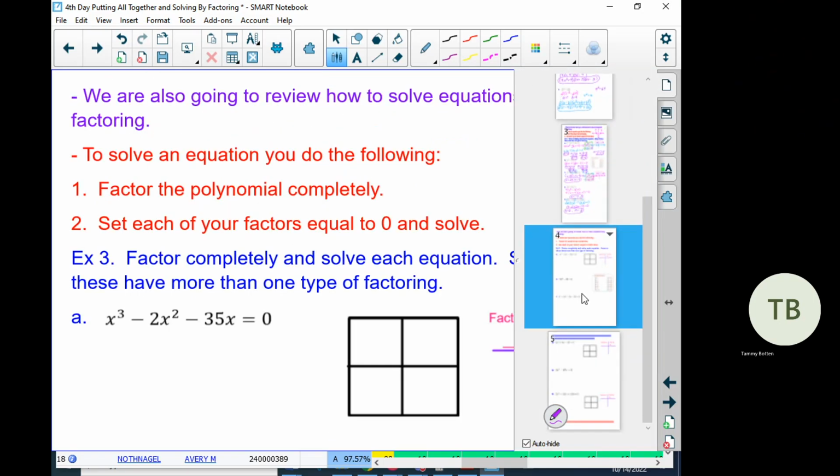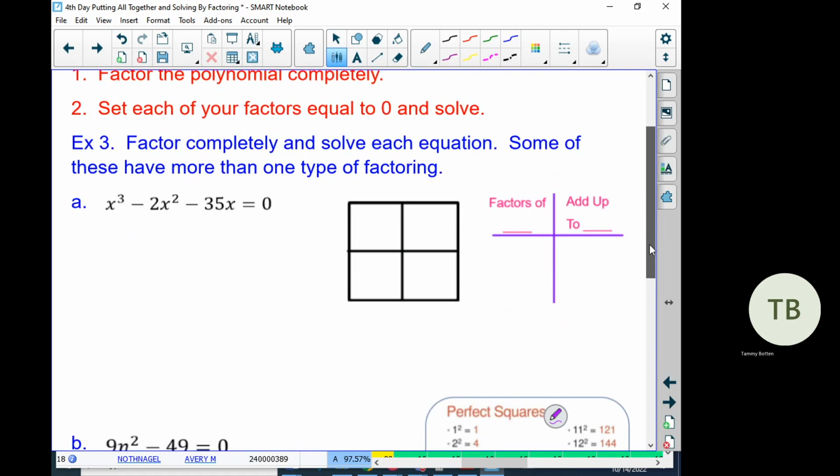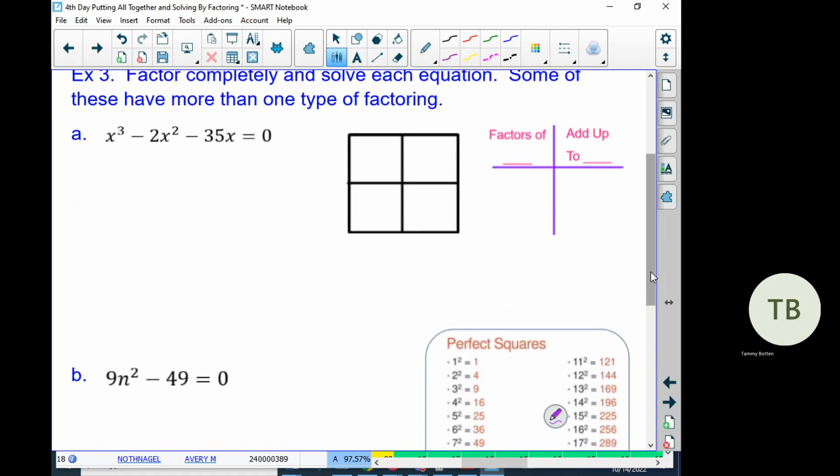So let's just look. We do have to do this one. So if I look at this one, can you guys tell something that I can take out front? An X, okay? So I take out that X, and then I think X times what is X to the third? That's X squared. X times what gives me 2X squared? That's the X. And X times what gives me -35X is -35.